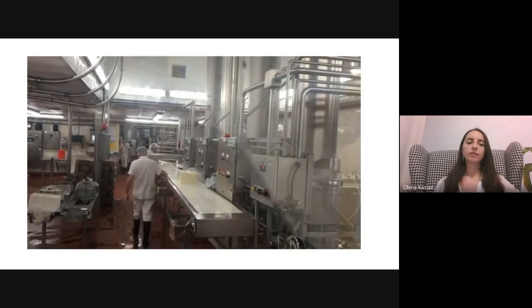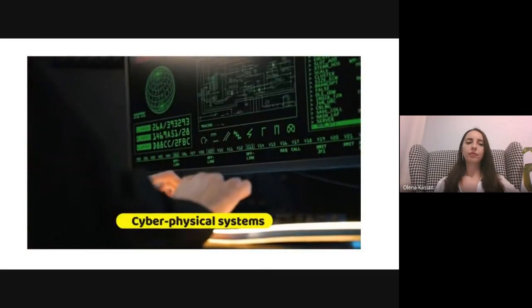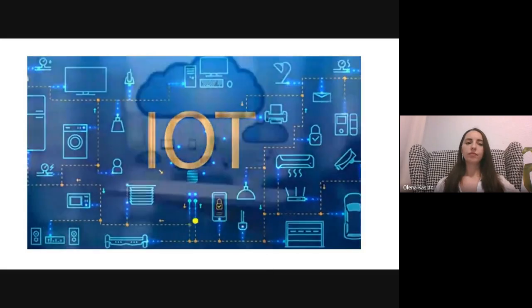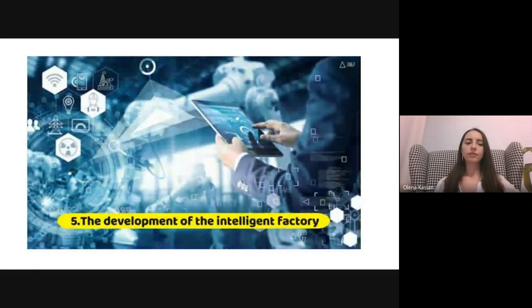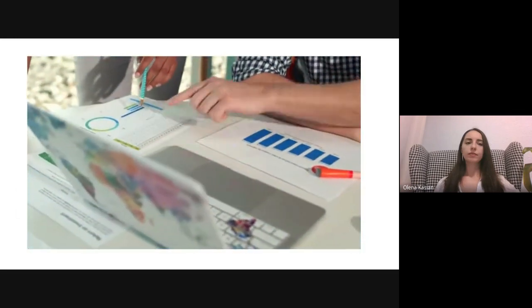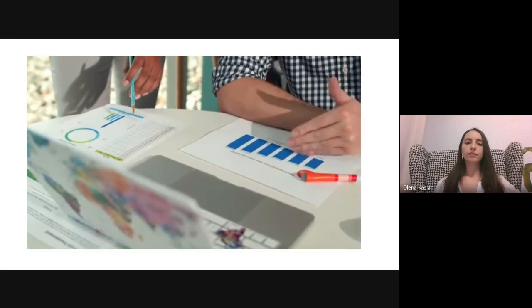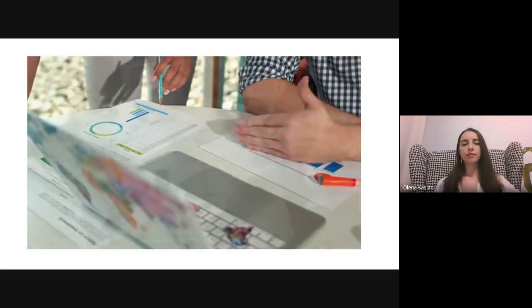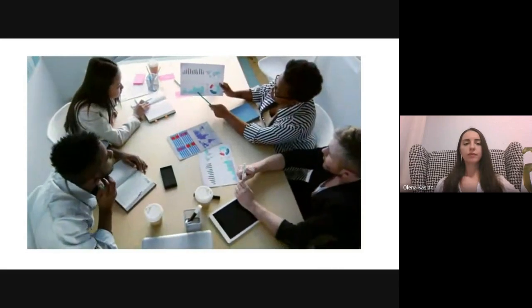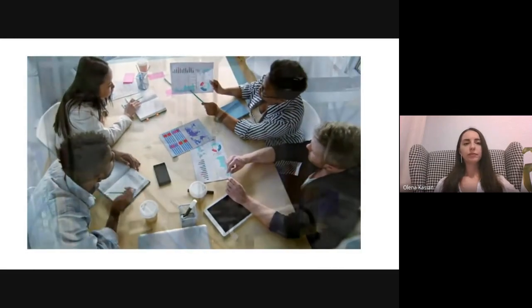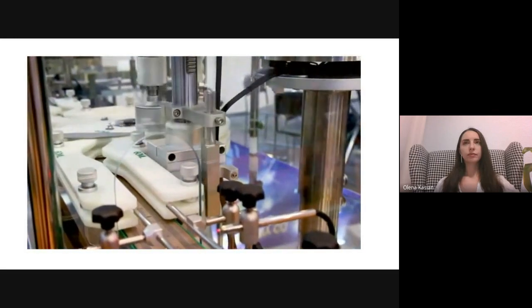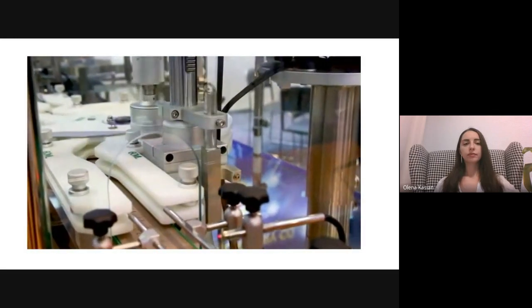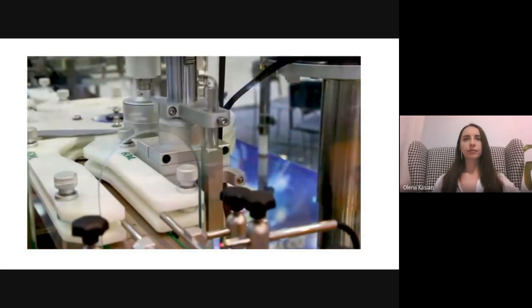It encompasses cyber-physical systems, the Internet of Things, cloud computing, cognitive computing, the development of the intelligent factory. In essence, the technologies that enable Industry 4.0 use existing data as well as a plethora of additional data sources, such as data from connected assets, to gain efficiencies on multiple levels, transform existing manufacturing processes, create end-to-end information streams across the value chain, and realize new services and business models.